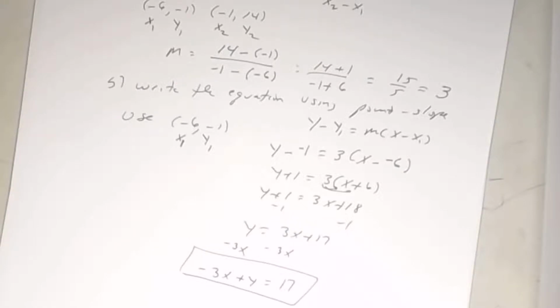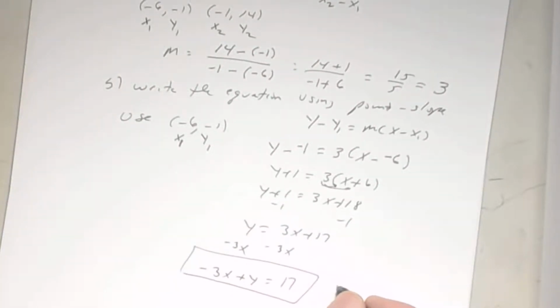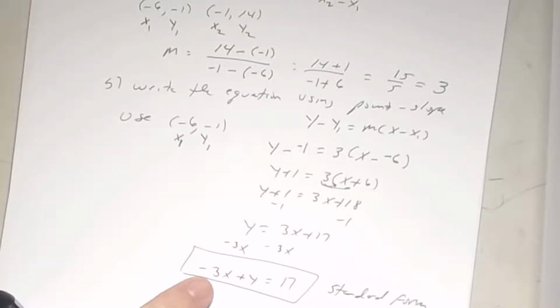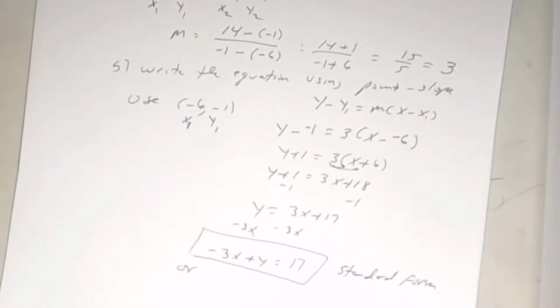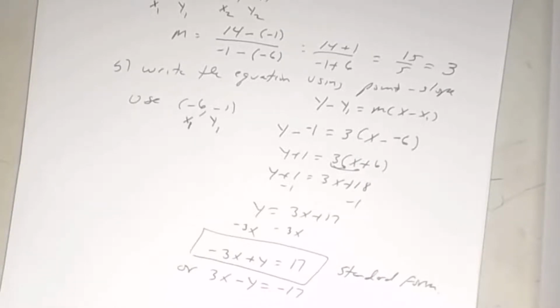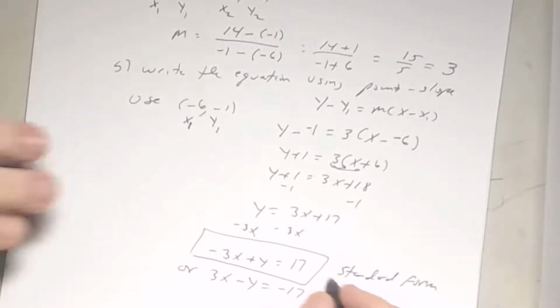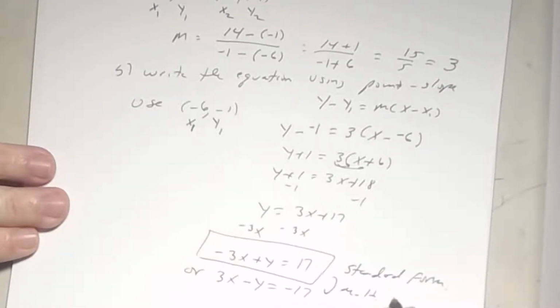All right, so that's the answer. That is standard form. Okay. Now sometimes, I'm just going to say this, sometimes in standard form they're going to want x to be a positive coefficient. So basically all you would do is just change the signs. So you would say 3x, and then this becomes minus y equals, and then this is a negative 17. So either one's fine, okay? Either one's fine. You just multiply both sides by negative 1. That's all you did. Notice all you did to go from here to here is multiply both sides by negative 1.